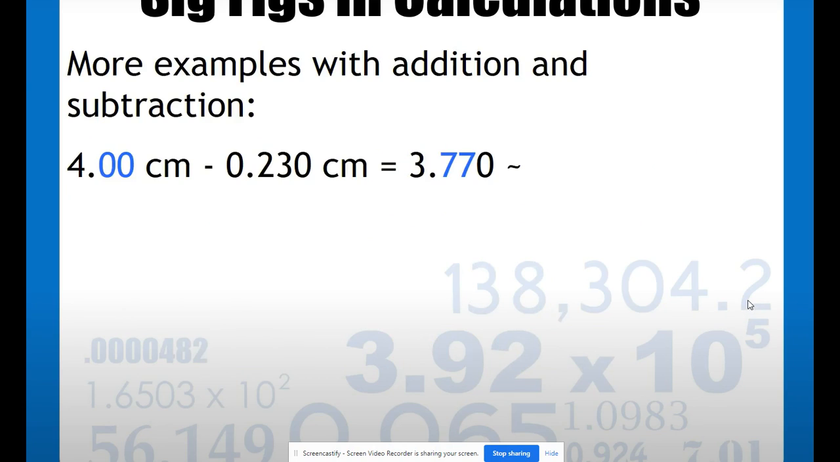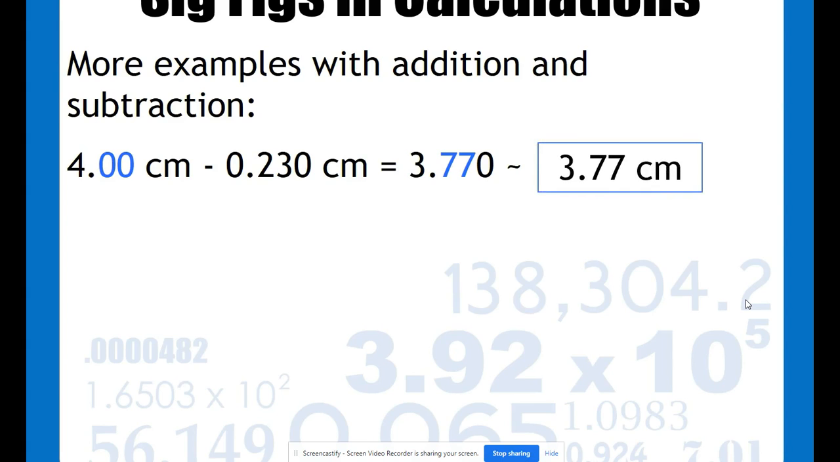When you do this calculation, your answer is 3.770. I always recommend writing out the entire number. When you round it, again, your answer is rounded to 2 decimal places to the right because it has the smallest amount of decimal places. That 4.00 has the smallest. So that's why your answer would be 3.77 centimeters.